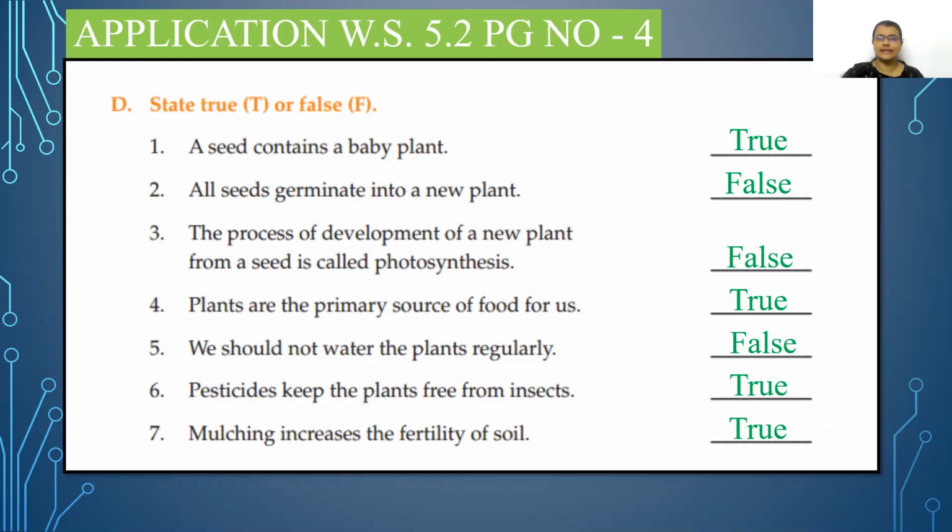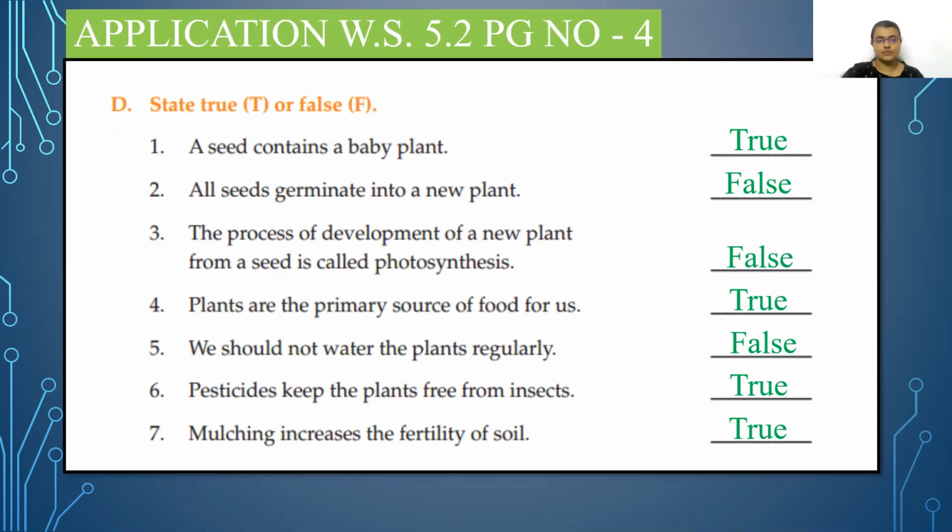First one, a seed contains a baby plant. So this statement is true. Second one, all seeds germinate into a new plant. So yes, this answer is false. Then third one, the process of development of a new plant from a seed is called photosynthesis. No. So this is a false statement. Fourth one, plants are the primary source of food for us. So this statement is true.